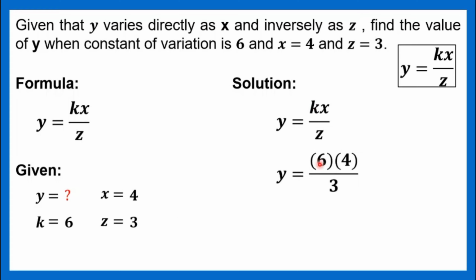Check natin. Yung k dito naging 6, tama. Yung x dito naging 4, tama. Yung z dito naging 3, tama. Ayan, solve na natin. Y is equal to 6 times 4 over 3.